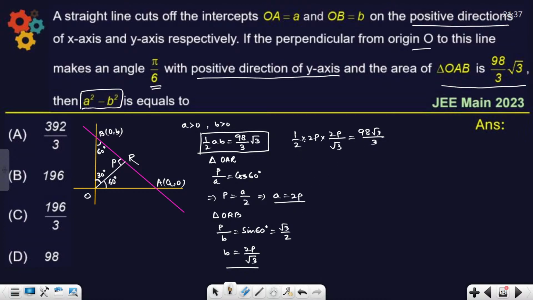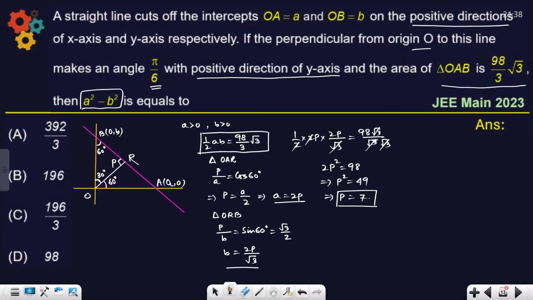So the 2 goes off. On the right hand side, your 3 can be written as root 3 into root 3. So this root 3 and this root 3 go off. So we have 2p square is 98, which implies p square is 49. If p square is 49, your p is nothing but 7. Your p cannot be negative, that is why I'm not taking plus minus 7. I'm only taking plus 7.